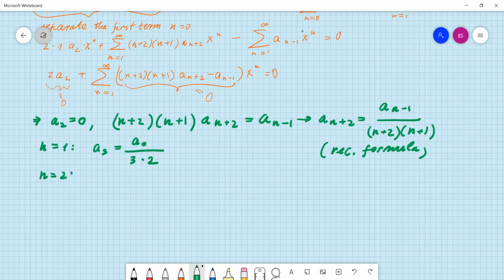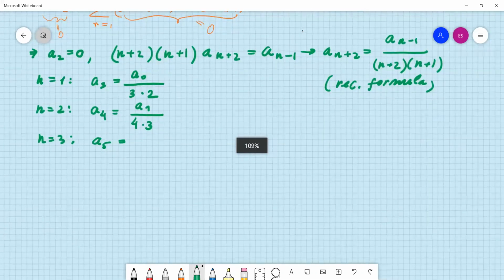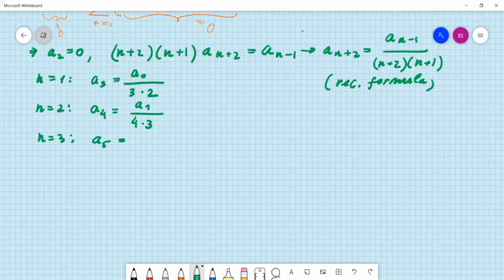n equals 2 is going to give me a4, which is going to be a1 over 4 by 3, right? And n equals 3 is going to give me a5. Again, I'm not going to do lots of them, but just the first few so you can see the pattern. And again, the pattern is not going to be the regular pattern we have already seen. That's 5 and 4, right? But we do know that a2 equals 0, so actually it's going to be equal to 0. I'm going to put it in parentheses, a2 equals 0.